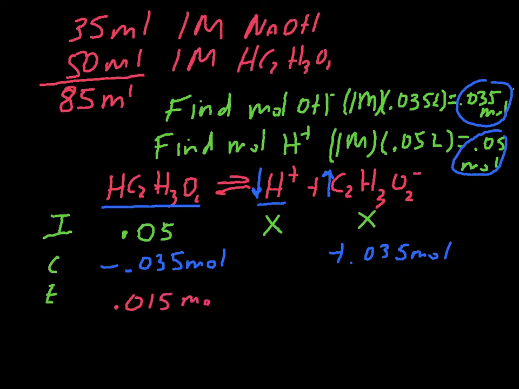0.015 moles of the acid. I'm going to have X of the hydrogen ion concentration, and I'm going to have 0.035 moles of the base sitting in there. Now, we got a new volume, so I'll go and check that. The new volume I already said was 0.085 liters, because that came from the addition of the 35 milliliters of base to the 50 milliliters of acid that was already in there.